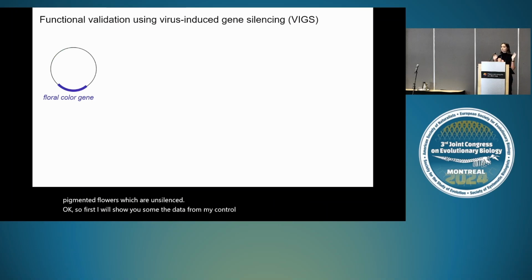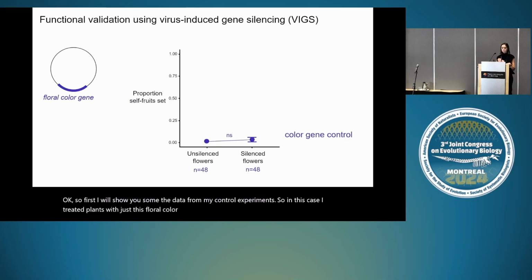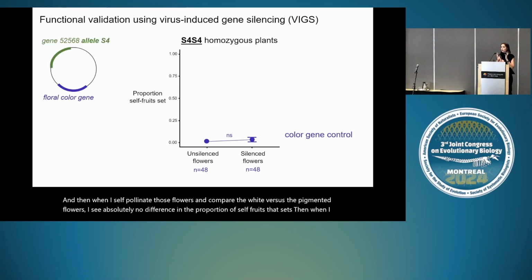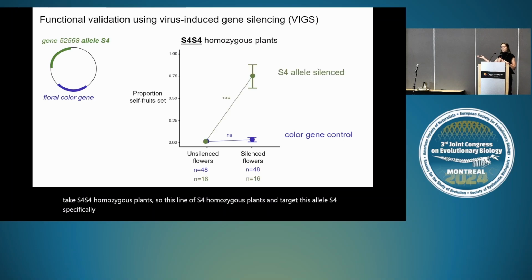So in this case, I treated plants with just this floral color gene. And then when I self-pollinate those flowers and compare the white versus the pigmented flowers, I see absolutely no difference in the proportion of self-fruits that set. Then when I take S4 homozygous plants, so this line of S4 homozygote plants, and target this allele S4 specifically, I find a significant increase in self-fruit sets following self-pollination. So this is really exciting because it tells us that by silencing gene 52568 alone, we can take a self-incompatible plant and make it set self-fruit.